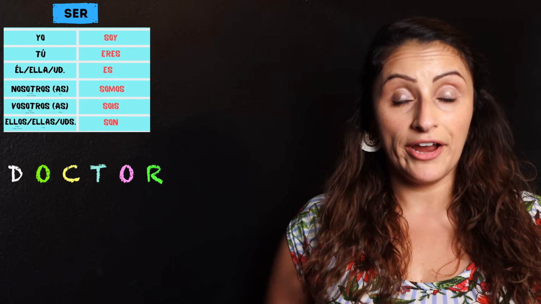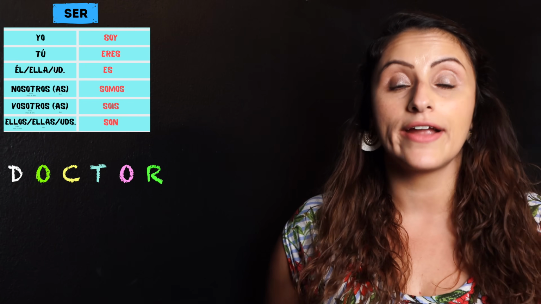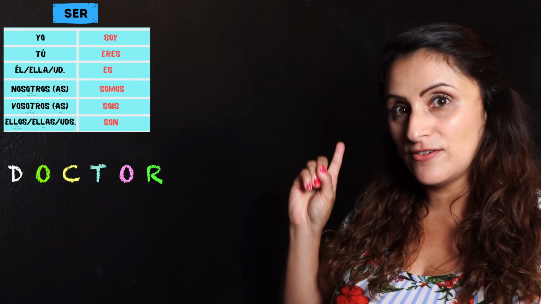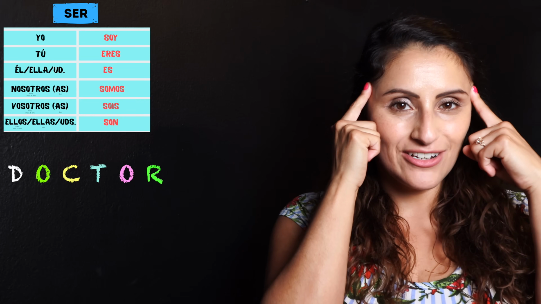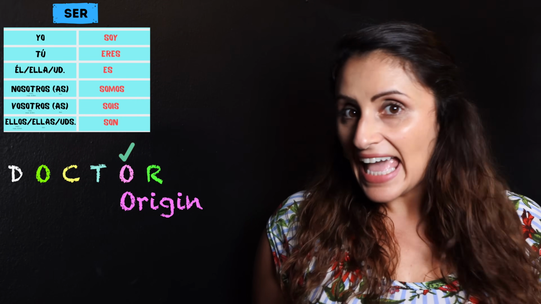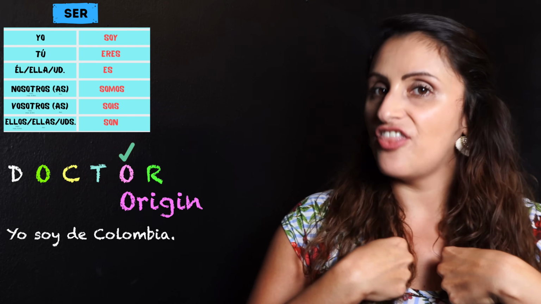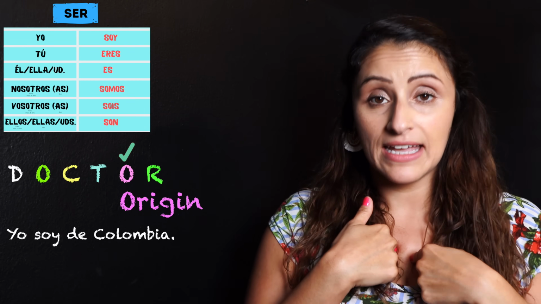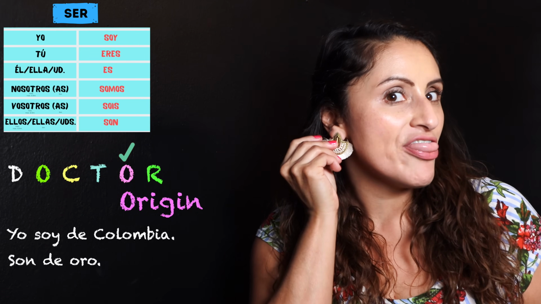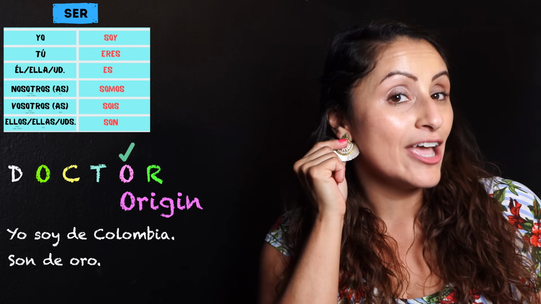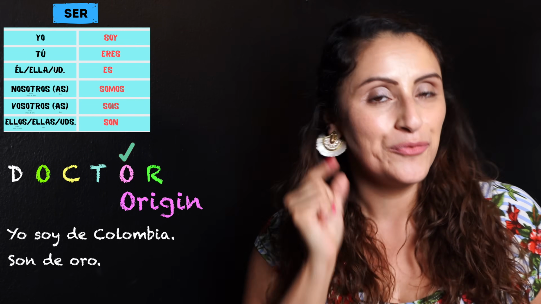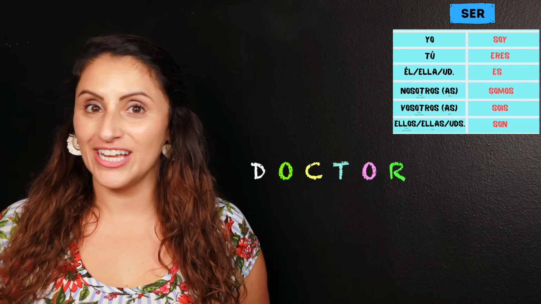To talk about where a person is from, or to talk about what things are made out of, we are going to use the verb ser. So we're going to remind ourselves that that O stands for origin. So maybe I again will say, yo soy de Colombia. That's origin. Now, I could also say, son de oro. They're not really gold, but you know what I mean.